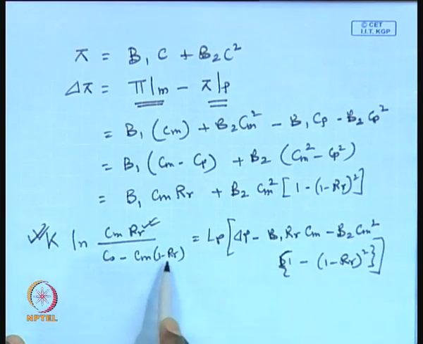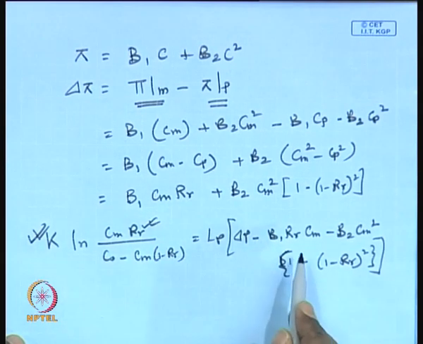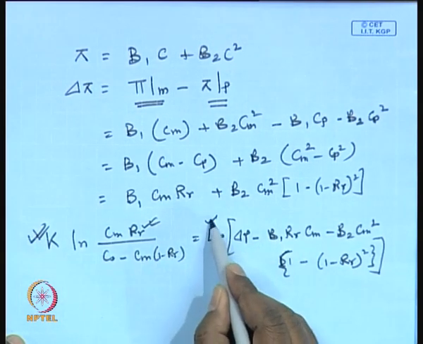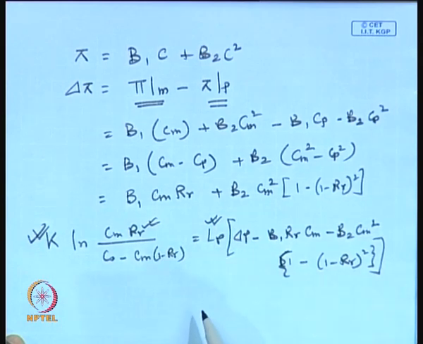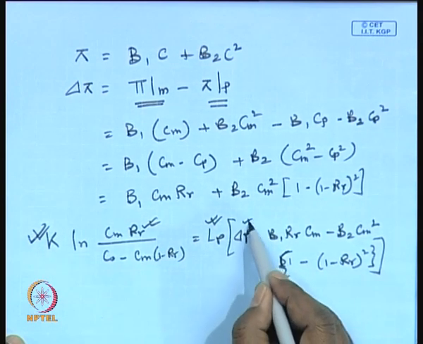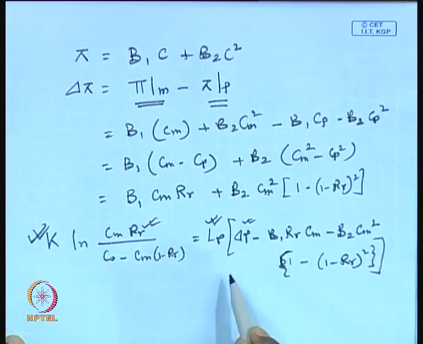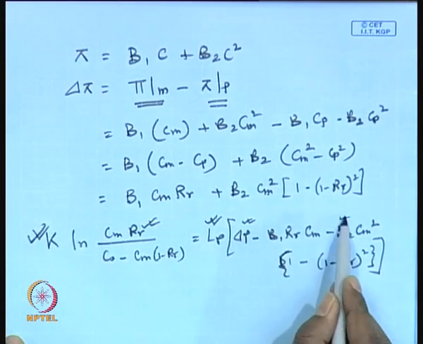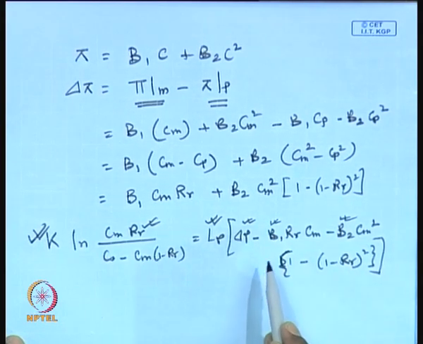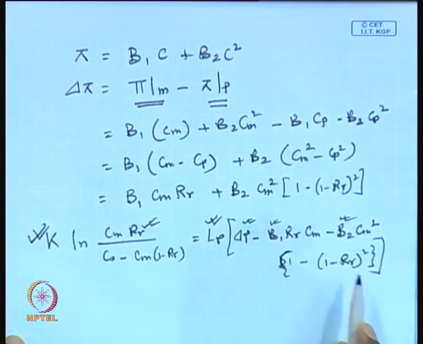So, left hand side is completely known except the value of Cm. On the right hand side we have already estimated the value of Lp, that is the membrane permeability. We know what is the operating pressure, transmembrane pressure drop delta P. B1 and B2 are the coefficients of osmotic pressure, those are given to you, and value of real retention is known.